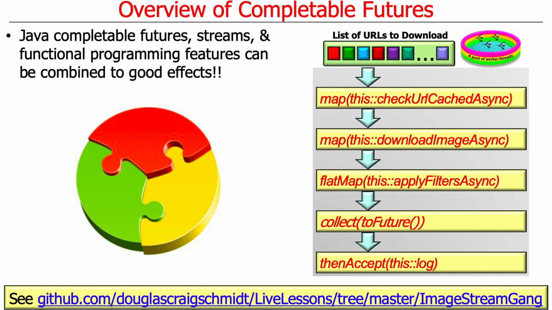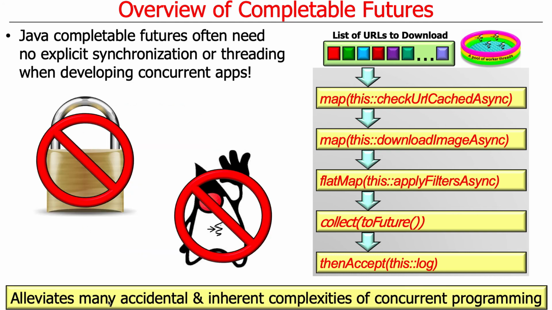Another cool thing about this, and we'll see this later, we probably won't see this till next week, or maybe even the week after, you can combine completable futures, Java sequential streams, and functional programming features to come up with some really cool solutions. And you'll get a chance to play around with that in your program at some point, your assignment number 4.